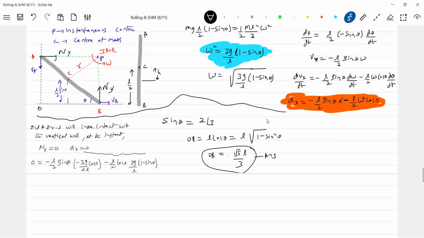When B moves a distance of root 5 L by 3, A will lose contact. And this is what happens. We thought the end would touch O, but it does not happen practically. There's a very important data here. Till now, nothing like this has been asked in advance. The possibility of asking exists, but I think this is a theoretical idea rather than a numerical one.